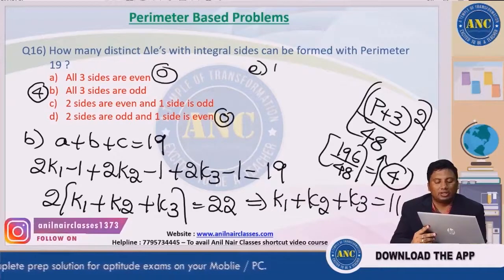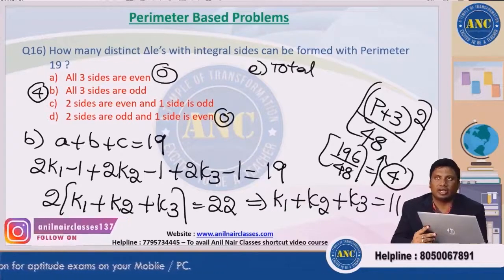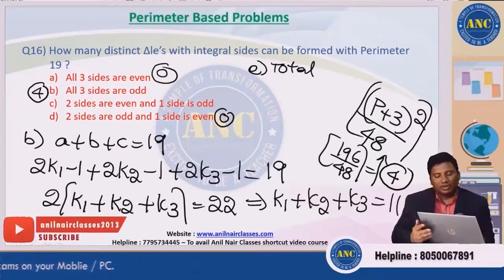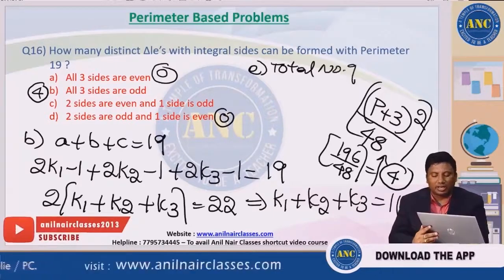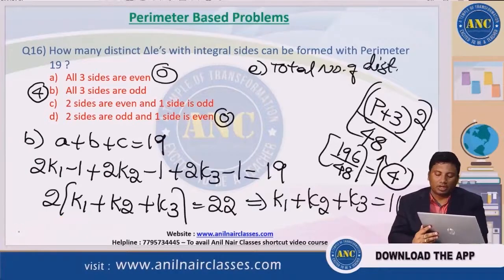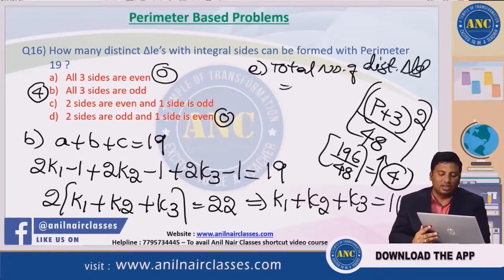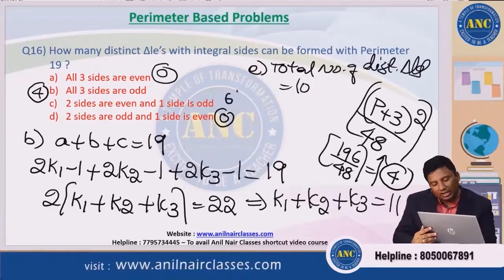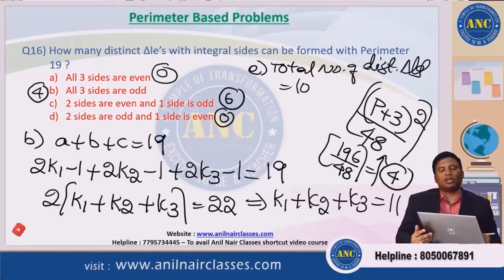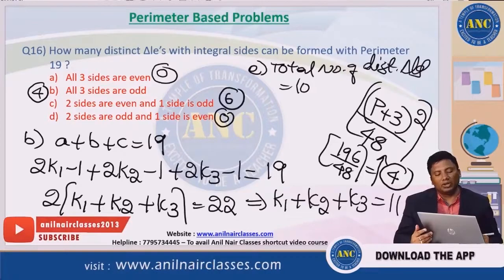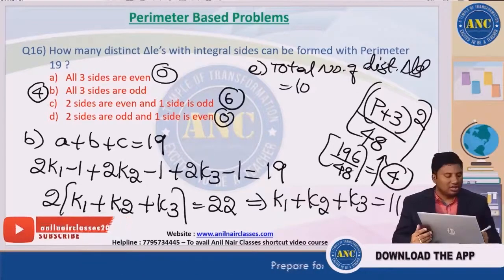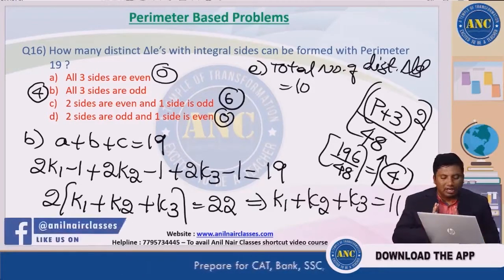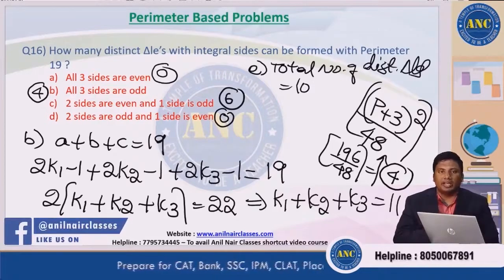Total number of distinct triangles, we got it as 10. So the answer is the remaining case, which is 6. Total 10 minus a plus b plus d, I will get 6. I hope the idea is clear.